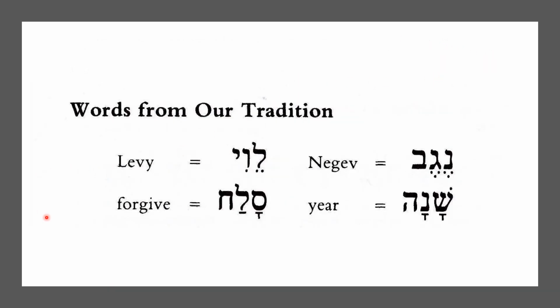So here are the words we picked up in this chapter. Again, we're not necessarily going to spend too much time with them, but we have the Negev. We have Shana, which is year. Shana Tova means Happy New Year, or literally good year. Tova, good, and Shana, year, good year. That is the New Year greeting, Shana Tova. Levi, which is, of course, Levi, the tribe. And Salach, forgive.